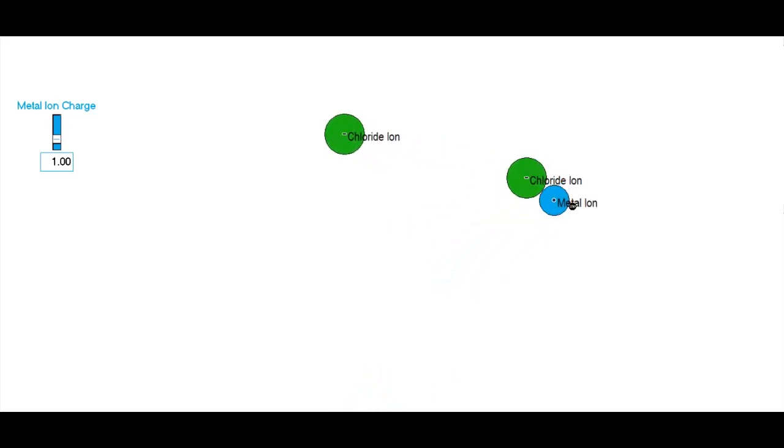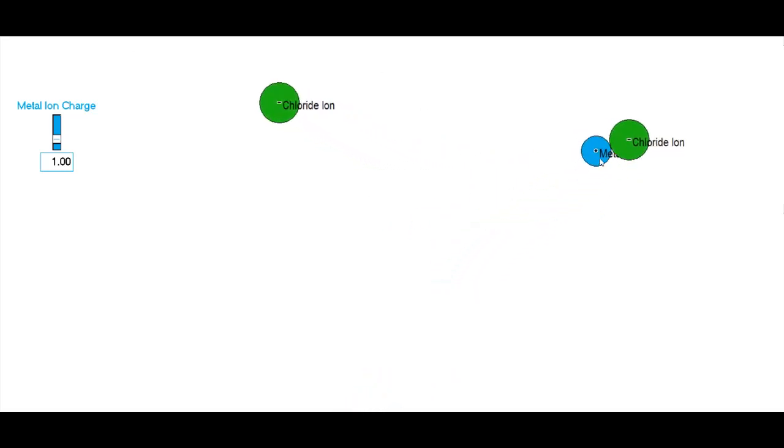Here you can see the metal ion is bonded with 1 chloride ion. The other chlorides ran away, but we have a bond. This is an ionic bond because it's based on positive and negative ions.